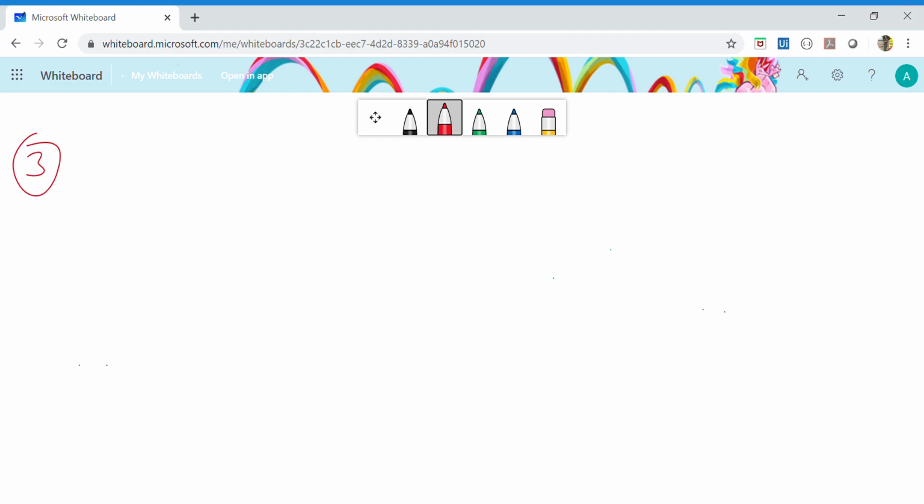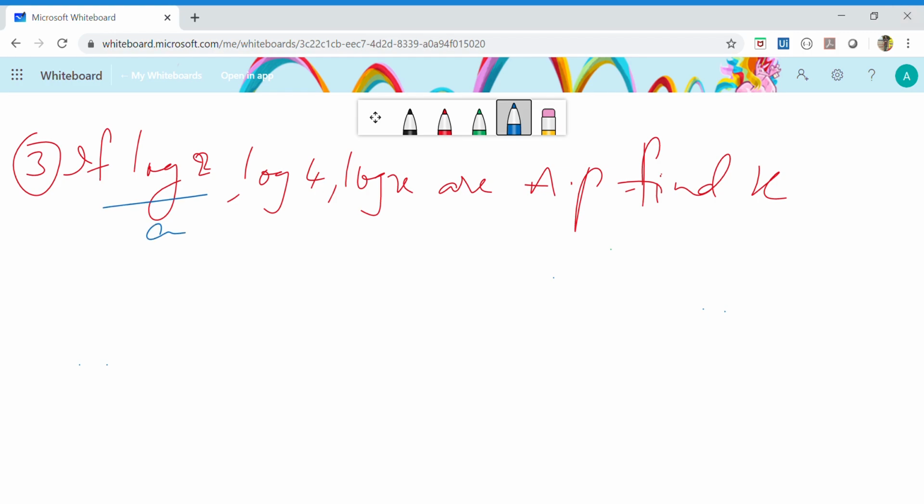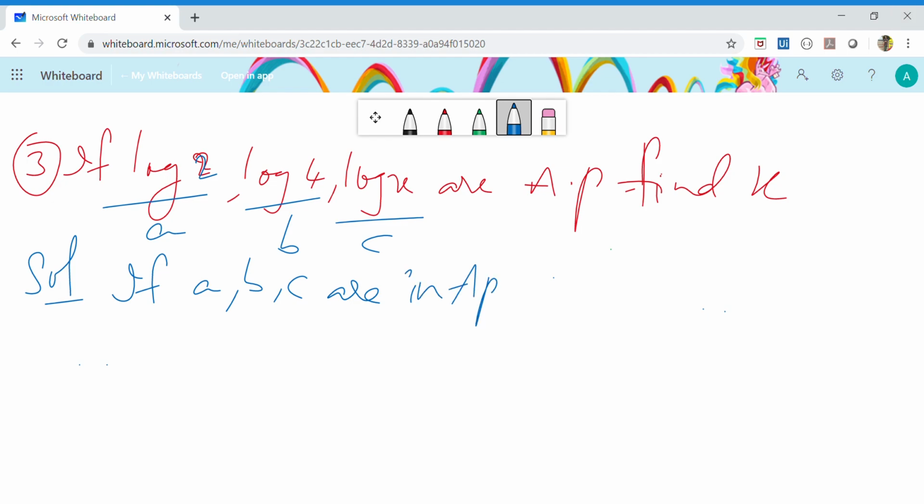Next, third question. If log 2, log 4 and log x are in arithmetic progression, AP, a 6th chapter connective question, find x. Let us assume log 2 is a, log 4 is b, log x is c. If any three consecutive numbers a, b, c are in AP, then b is equal to a plus c by 2.